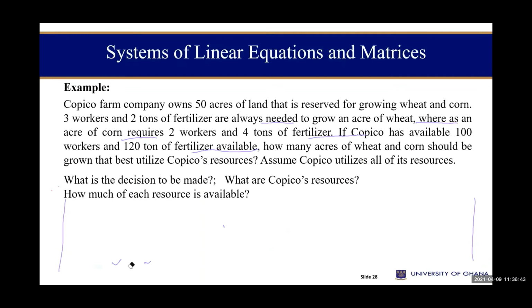The next example, let's read it together and try and formulate the problem quickly. Kopiko Farms company owns 50 acres of land that is reserved for growing wheat and corn. 3 workers and 2 tons of fertilizers are always needed to grow an acre of wheat, whereas an acre of corn requires 2 workers and 4 tons of fertilizers. If Kopiko has 100 workers and 120 tons of fertilizers available, how many acres of wheat and corn should be grown that best utilize Kopiko's resources? Assume Kopiko utilizes all its resources.